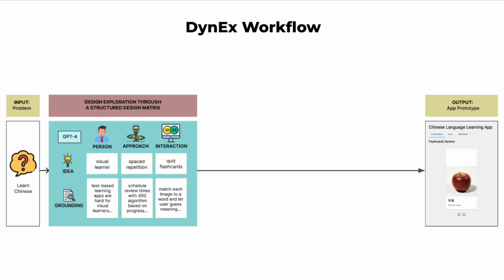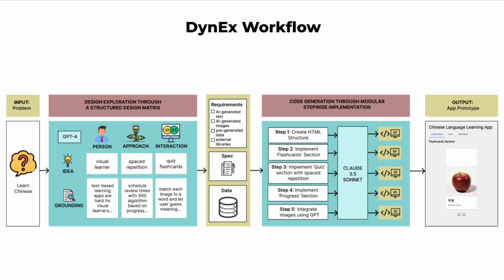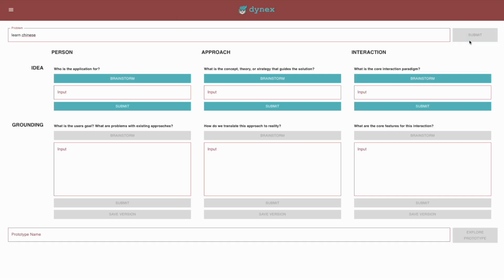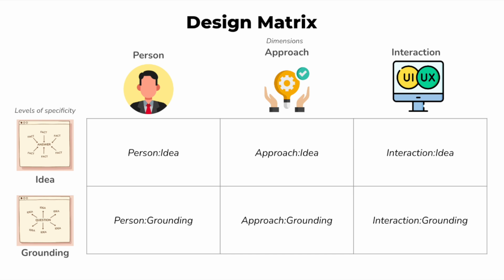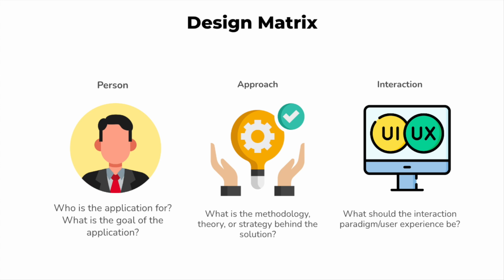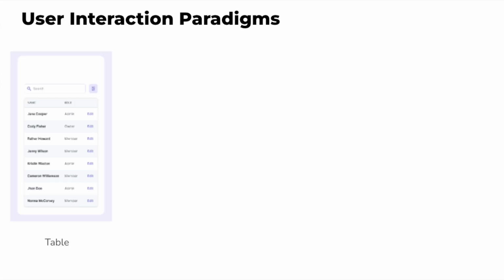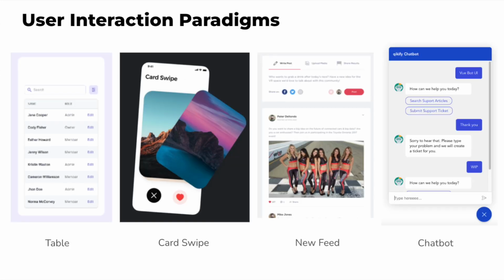First, it guides users through a structured design exploration. Next, it iteratively implements the prototype using LLM code synthesis. We walk through DynEx with an example to create an app to learn Chinese. The user first traverses through a design matrix. The matrix helps the user explore the person, approach, and interaction, which is the core UI paradigm such as a table, card swipe, newsfeed, or chatbot layout.